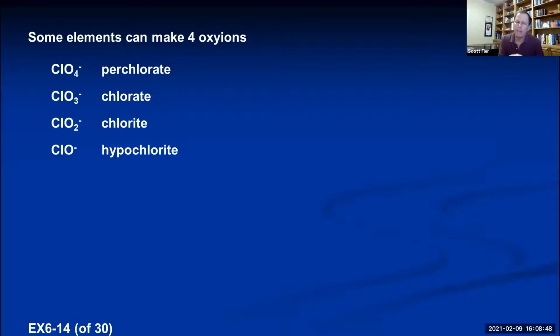So there's not very many elements that form 4 different oxy ions. The halogens mostly do. Chlorine, bromine, and iodine will form a set like this. But if you had any other polyatomic ion, like if you had nitrate, NO3 minus, well, if there was an NO4 minus, it would be called pernitrate. There's an NO2 minus, it's called nitrite. And if there's an NO minus, it would be called hyponitrite.